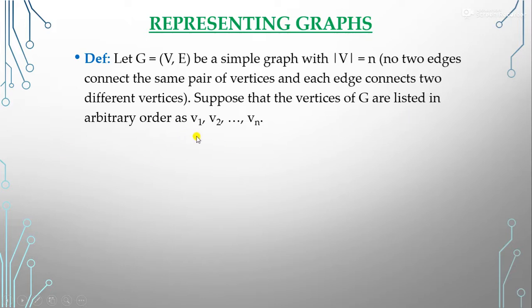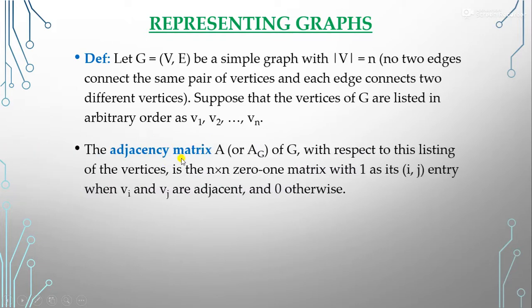arbitrary order as V1, V2, ..., Vn. Then the adjacency matrix A of G, or simply AG, which means the adjacency matrix of the graph G, with respect to this listing of the vertices, is the n cross n 0-1 matrix. So which type of matrix is this adjacency matrix? An n cross n 0-1 matrix.